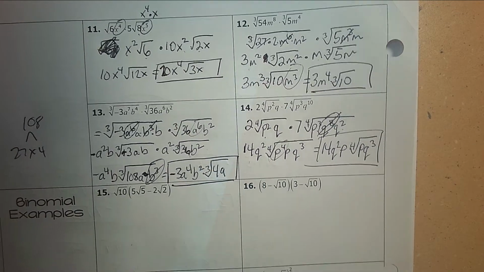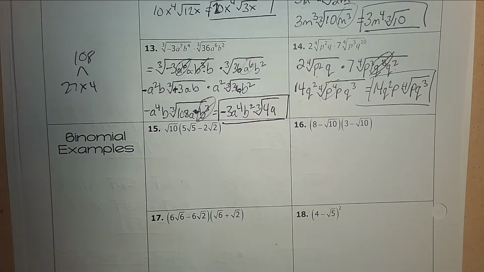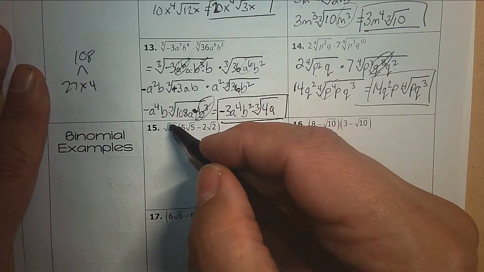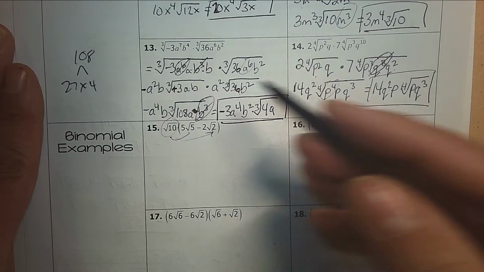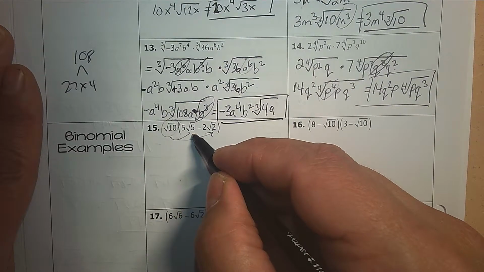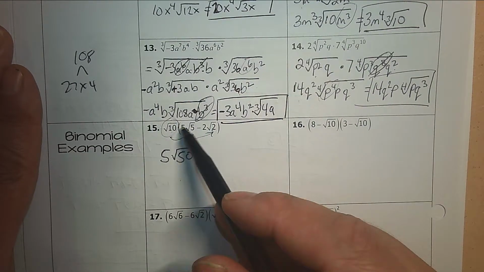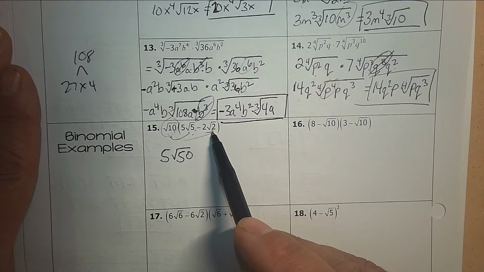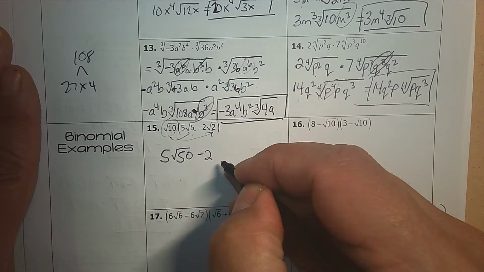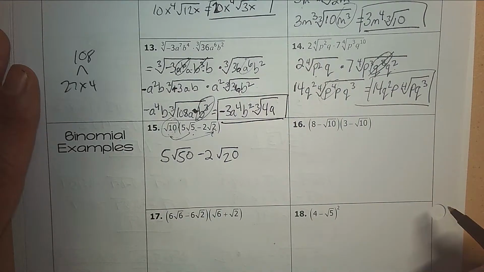All right, number 15 and on, we're going to have to use the distributive rule. The distributive rule is what's in front is going to multiply both. So what's root 10 times 5 root 5? That would be 5 root 50. Do you see how I made sure the insides get multiplied? And what's root 10 times negative 2 root 2? The negative 2, don't mess with it, but 10 times 2 is root 20.